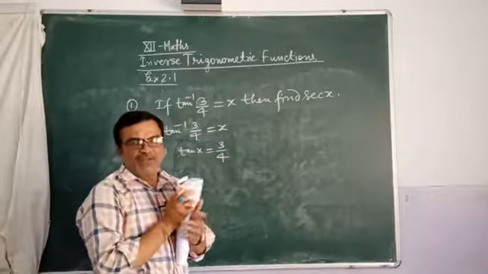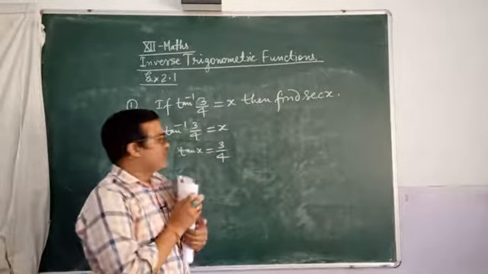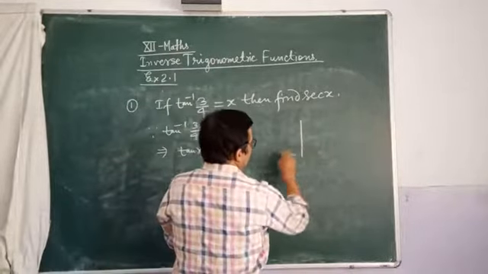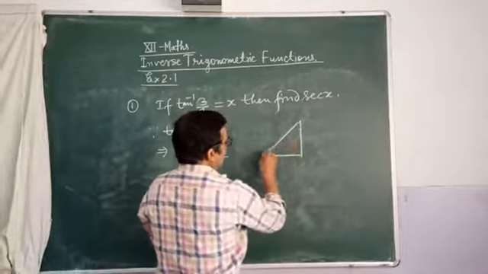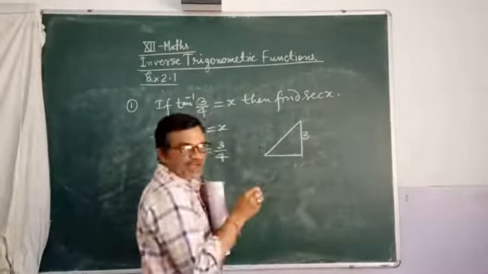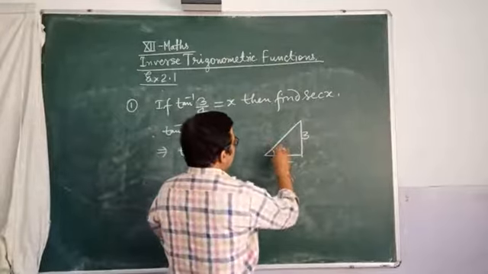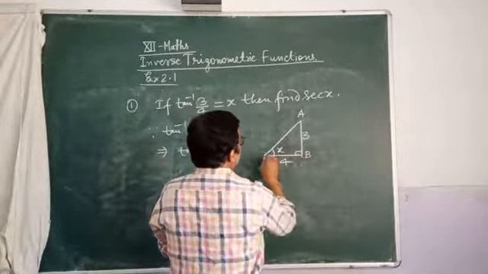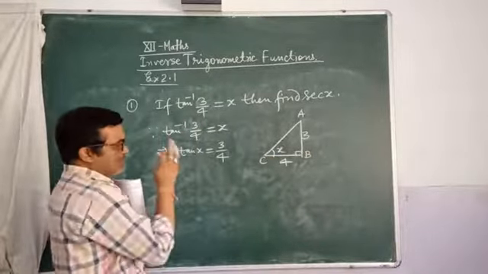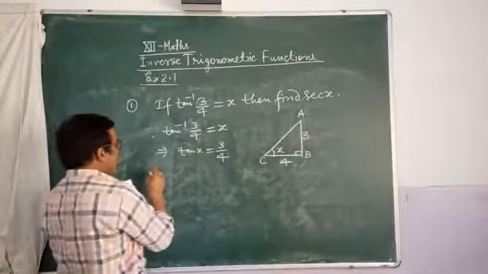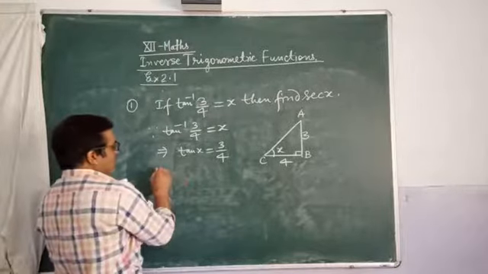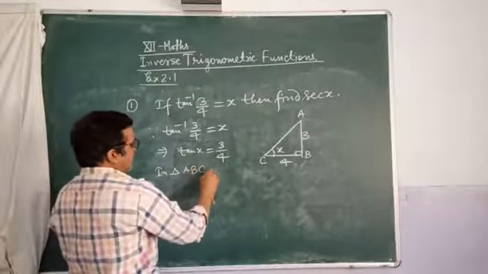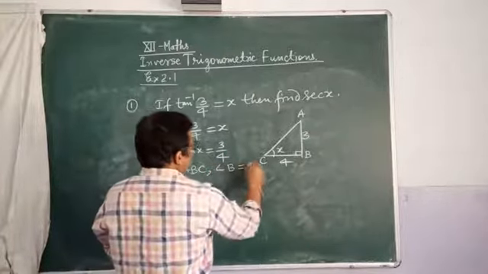Since in a right angle triangle we know that the value of tan x is equal to perpendicular upon base. Perpendicular is of 3 ratio and base is of 4 ratio. Here x, we suppose it a right angle triangle. In this triangle ABC, we use Pythagoras theorem. In right triangle ABC, angle B is equal to 90 degree.